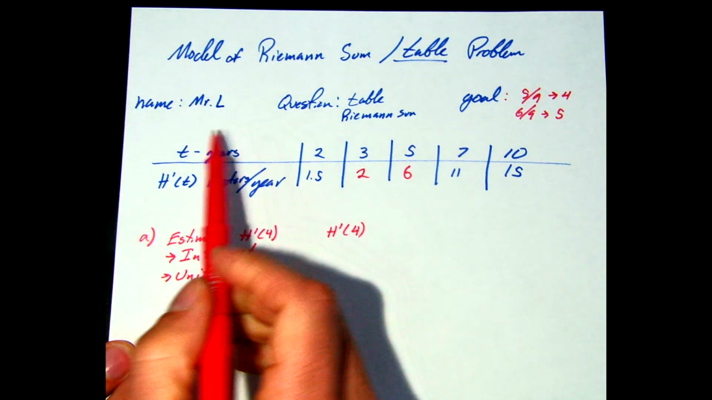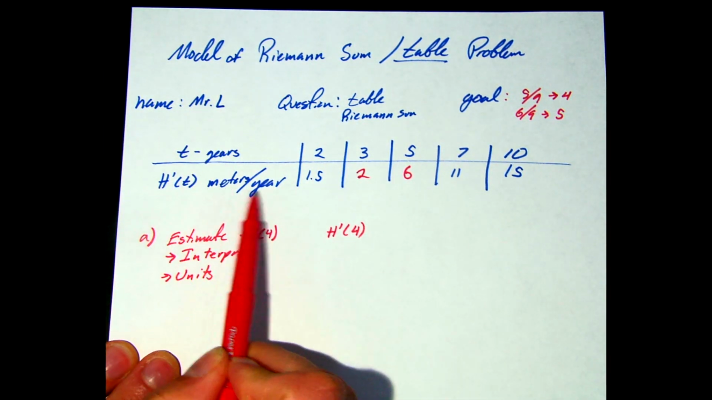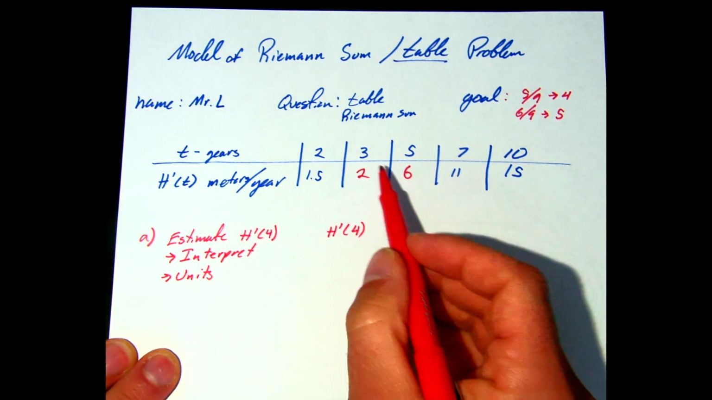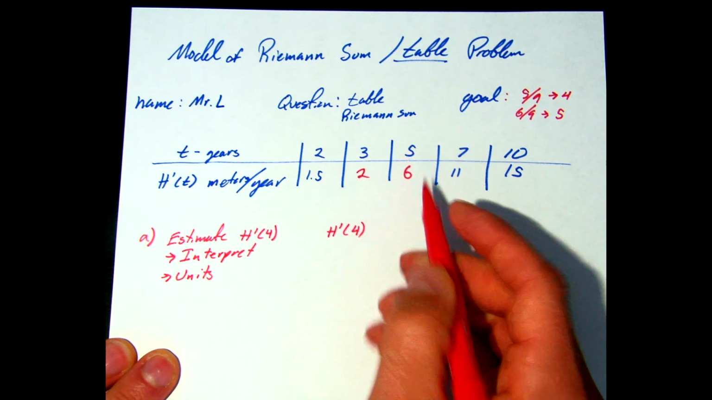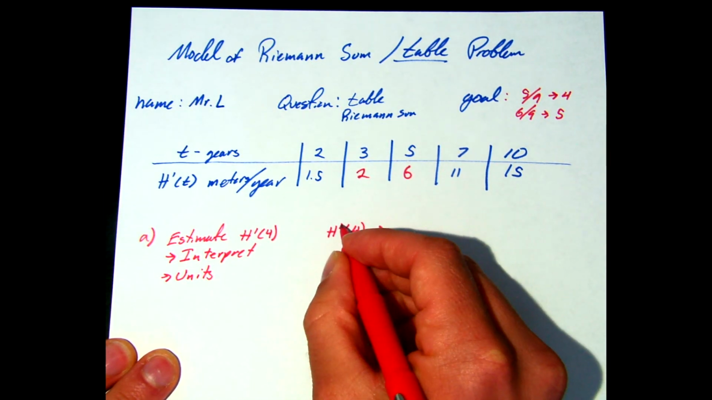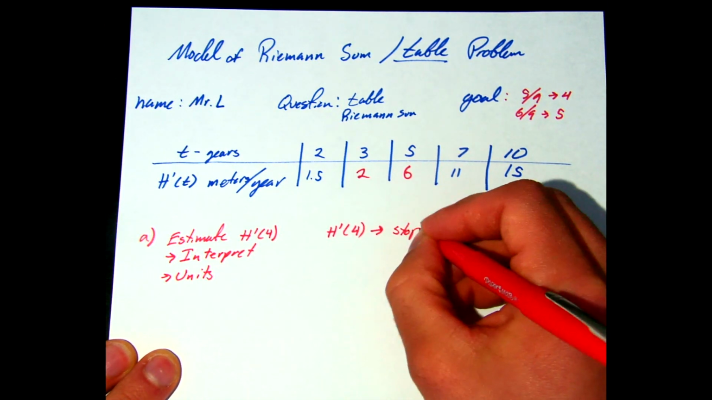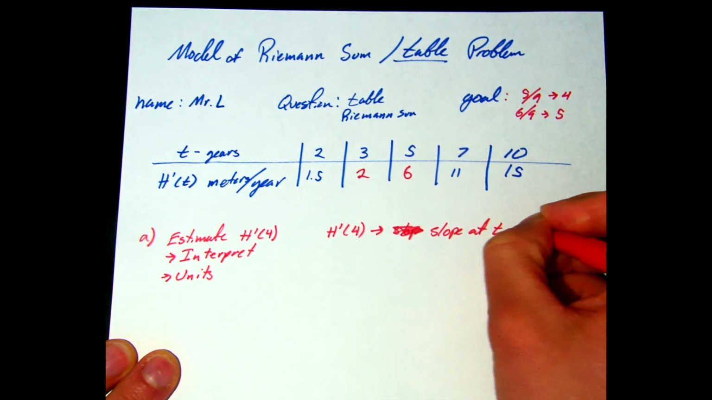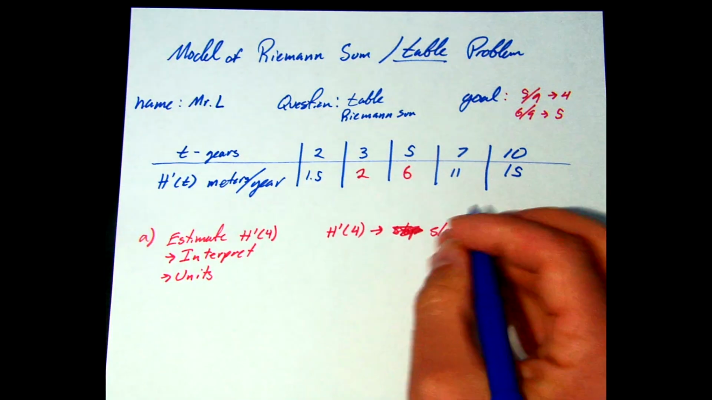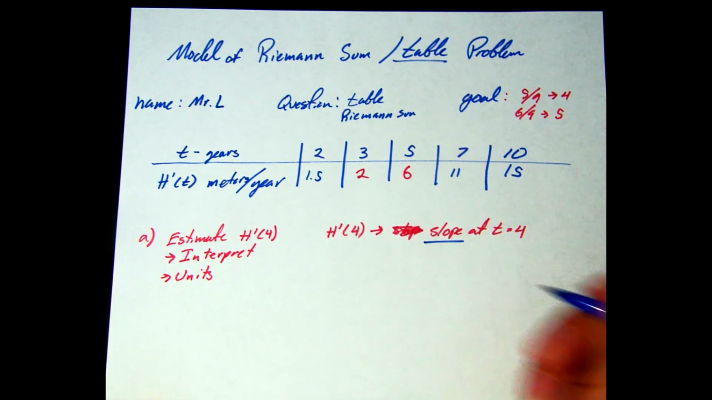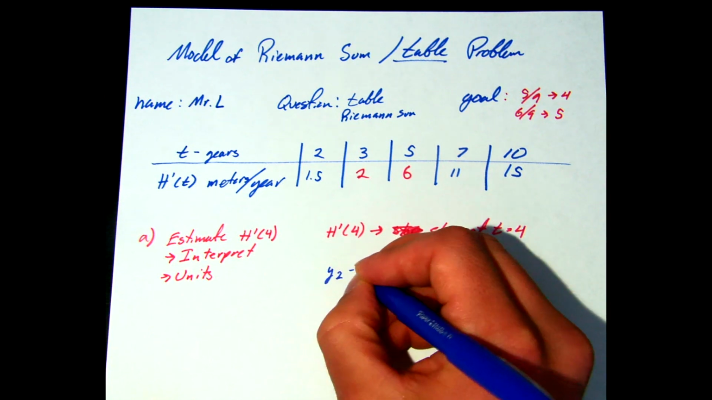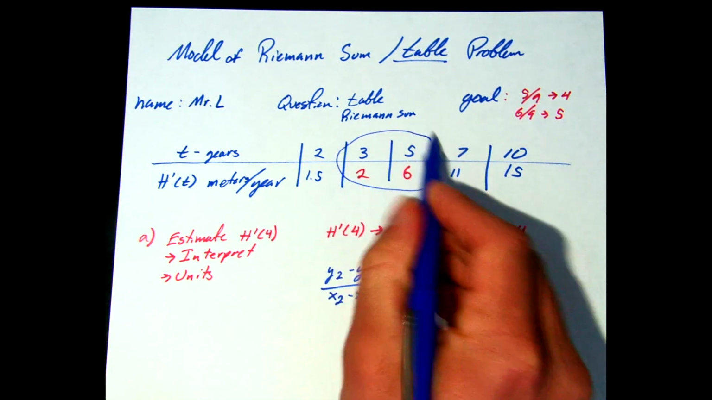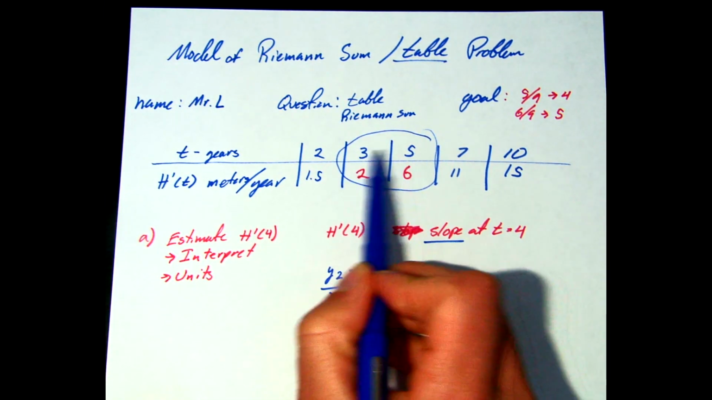In the table, I see time in years, and h of t is meters per year. This problem's about a tree that's growing. But I don't see 4. They do give me 3 and 5. So what I think about this is, oh, a derivative, I could say this is the slope at t equals 4. And then I remember, hey, finding slope is actually really easy. I'm just going to do y2 minus y1 over x2 minus x1. And I'm going to use these points because 4 would be right in the middle of 3 and 5 for t.